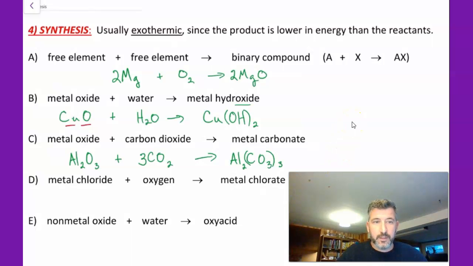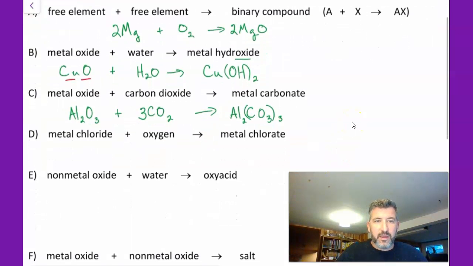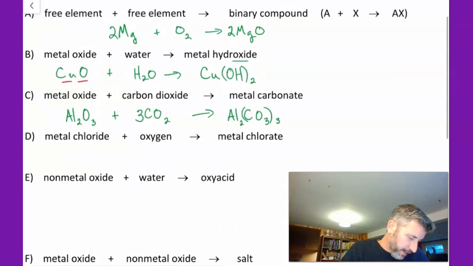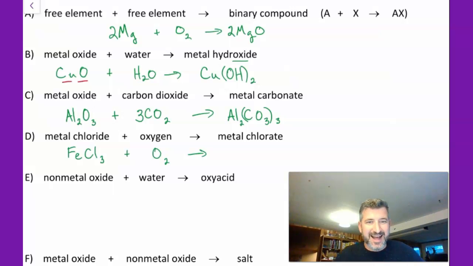So there we go. The next type, we have a metal chloride plus oxygen yields a metal chlorate. A metal chloride would be, just pick a metal, let's say iron 3. And then chloride is 1 minus, so I'm going to need 3 chlorides. Combine that with oxygen. It kind of looks like combustion because we're combining with oxygen, but that's not a hydrocarbon there. So it's a metal chloride plus oxygen.